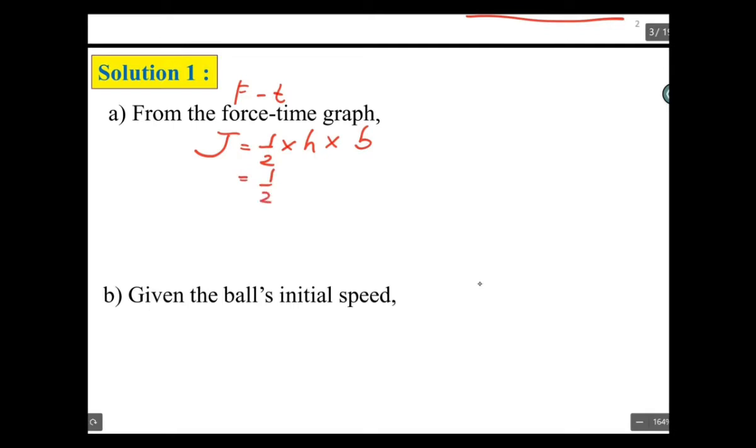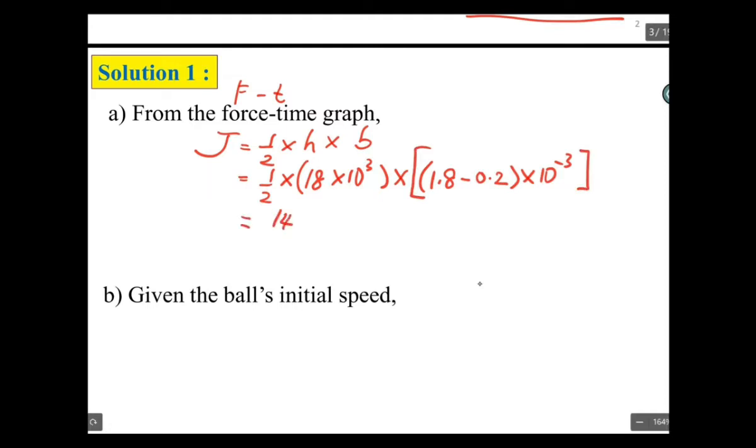So 1/2 times dengan tinggi dia adalah 18, 18 power of 3. Sebab dia kata kilonewton tadi kan. Okay, so power of 3 times base dia adalah 1.8 minus 0.2 times 10 power of negative 3. Okay. The answer is 14.4 Newton second.